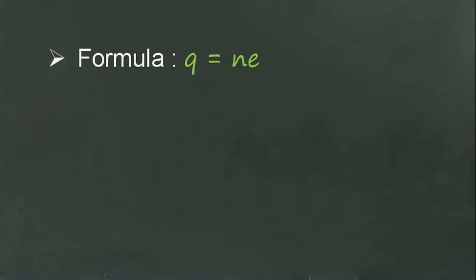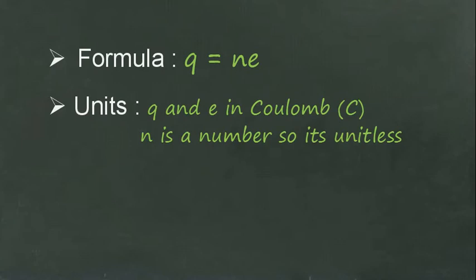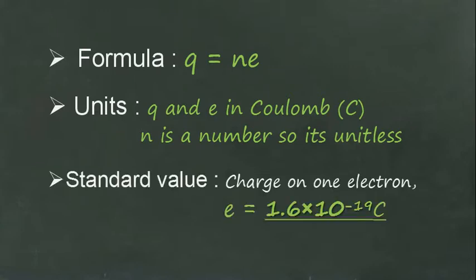Here the formula is Q = Ne, where Q is charge, N is the number of electrons and e is the charge of an electron. Q and e are in coulomb and N is just a number, so it's unitless. The standard value which remains constant, the charge on one electron, e, is equal to 1.6 × 10^-19 coulomb.